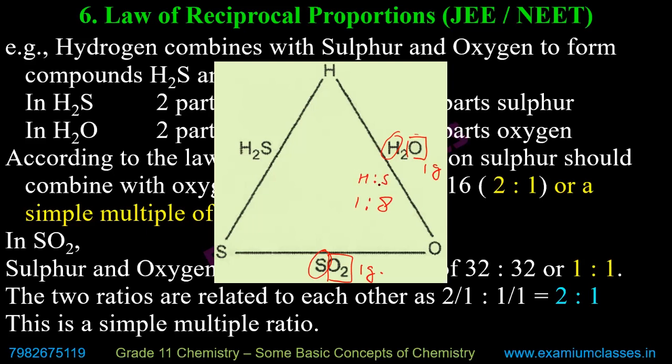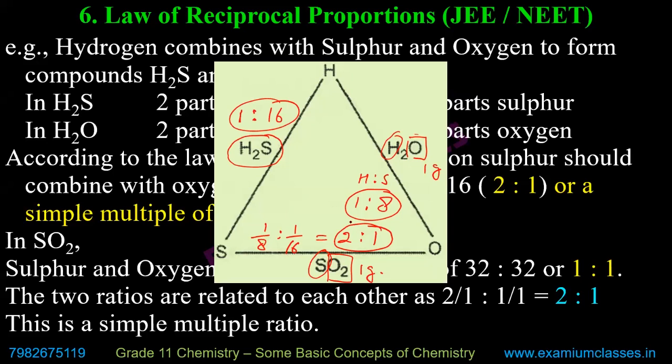Is that clear? Yes, sir. Okay, I fixed oxygen and calculated hydrogen and sulfur. Then I calculated the ratio of hydrogen and sulfur here based on the masses given, and I got the ratio as 1:16. Then I calculated the ratio of these ratios, that is 1/8 is to 1/16. These two ratios have a simple whole ratio 2:1. It means the law of reciprocal proportion is proved.